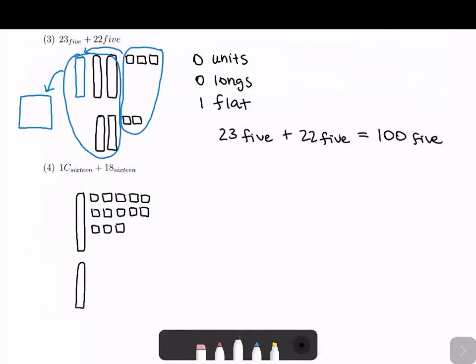We have 1 long and we only have 8 units here. Trying not to do what I'm doing, the edges get less sharp. Make sure you keep your edges as sharp as you can.